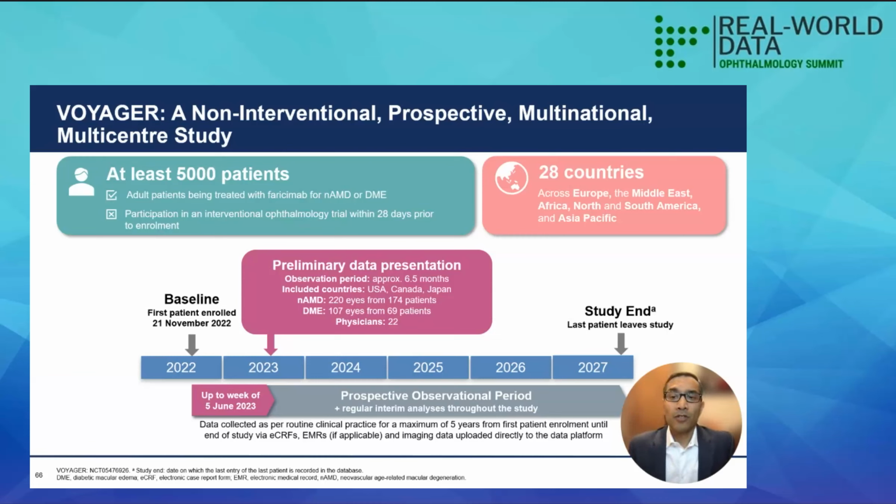There are minimal inclusion and exclusion criteria. We're trying to capture all comers as much as possible to allow for a broad range of patients to be assessed in this study. Patients will be followed for up to 5 years depending on when they enter the study. Visual acuity and imaging assessments will be performed as per routine clinical practice, with analysis being performed at specified time points with an appropriate window period. This presentation in particular is from about 6.5 months of data collected between mid-November 2022 to early June 2023. The results include 220 eyes with neovascular AMD from 174 patients and 107 eyes with DME from 69 patients.